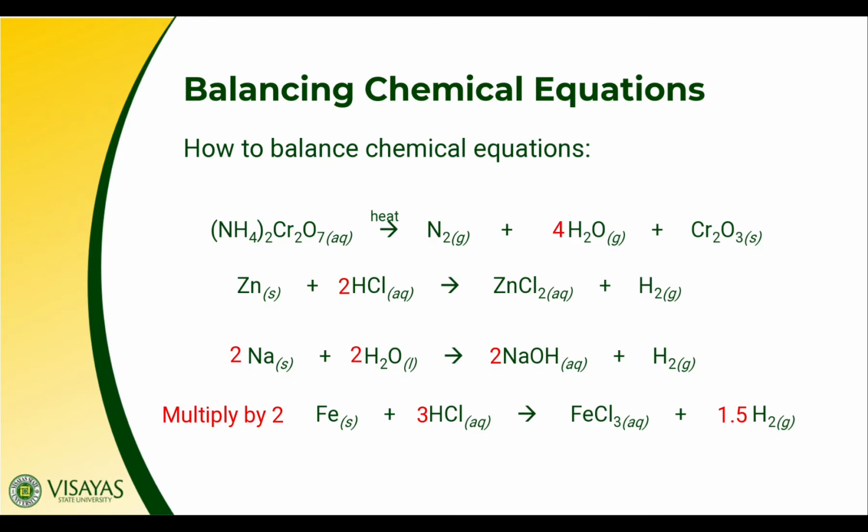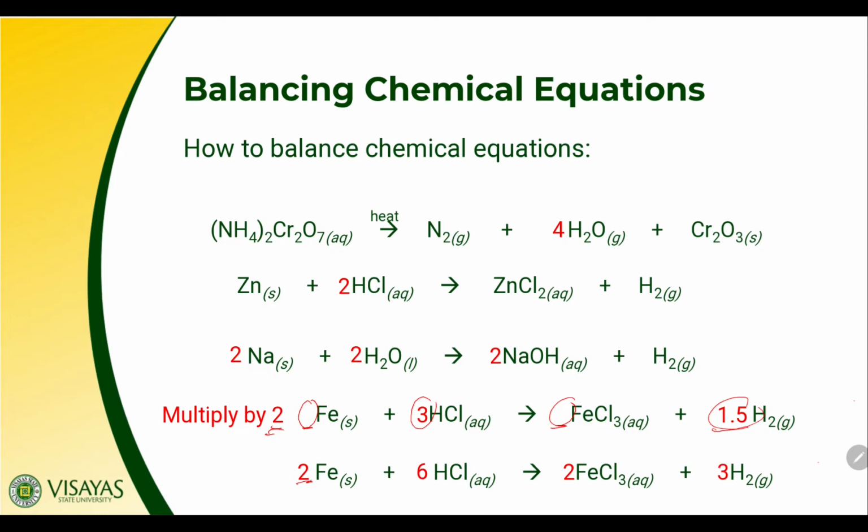Okay, so when we multiply the equation by 2, we have 2 times 1. What you do is you multiply 2 with the coefficients of the chemical symbols in the reactants and product side. So you have 2 times 1, we have 2. 2 times 3, we have 6 for hydrochloric acid. 2 times 1 in here, we have 2 for ferric chloride. And then 2 times 1.5 for hydrogen gas, that becomes 3. Okay, so this is now the balanced chemical equation.